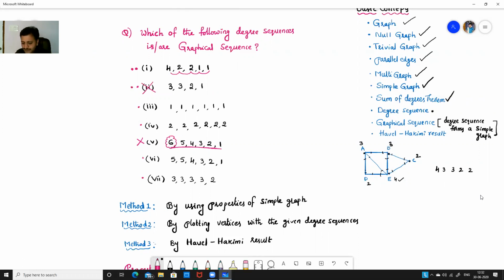Let me check this one. The sum of all degrees is equal to 6, which is an even number. Maybe it will form. I don't know. Next one is also an even number. If you sum up all these, 5 plus 5, 10, 14, 17, 19, 20. So the total value equals 20. 20 is an even number, right? Maybe there is a possibility that it forms a simple graph. Next one, it is 14. It is also an even number. So by using the second property, I eliminated the second option.